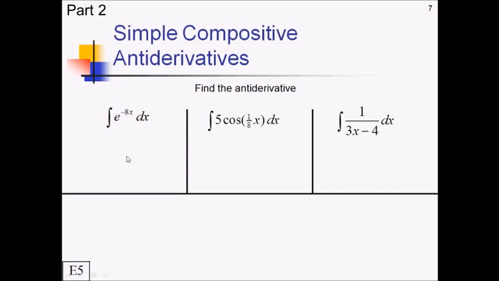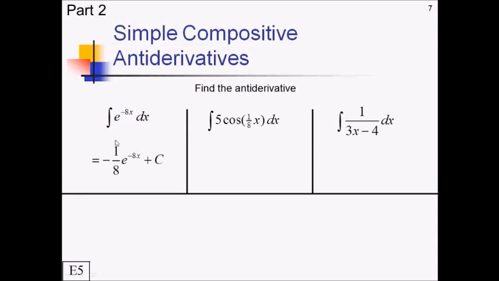So if we want something whose derivative is this, without the negative 8 out in front, that means we're going to have to divide by the negative 8 preemptively. So our antiderivative then would have to be negative 1/8 e to the negative 8x plus c.